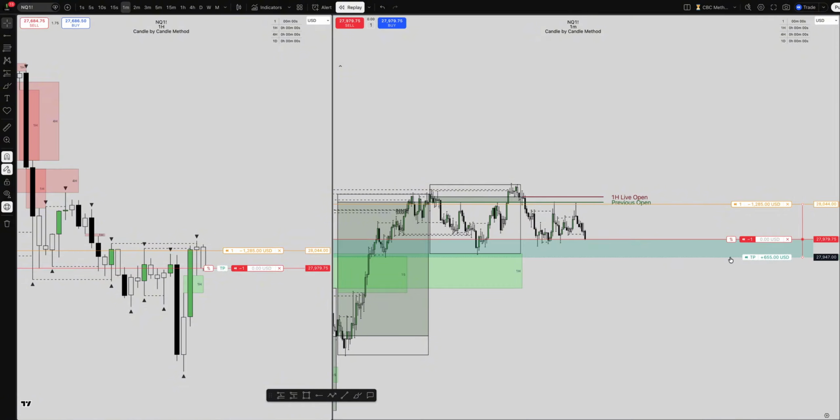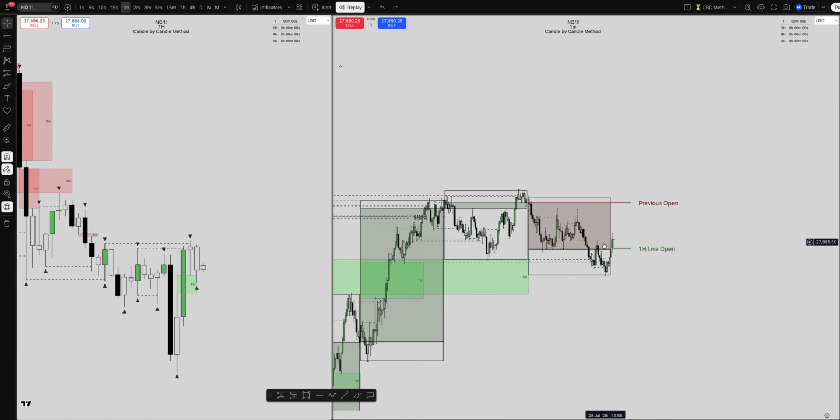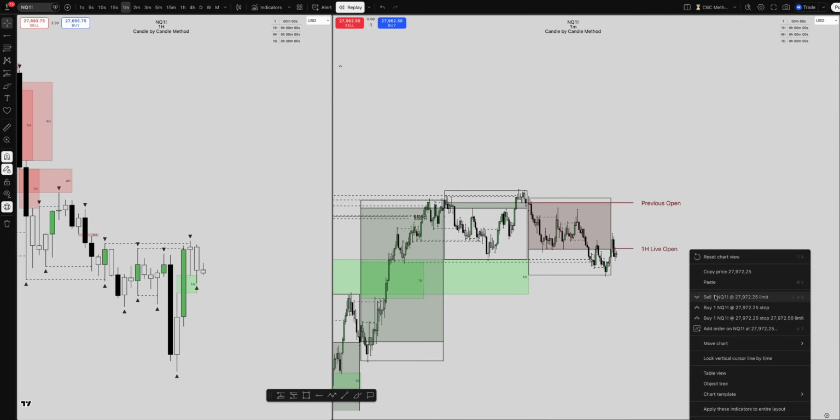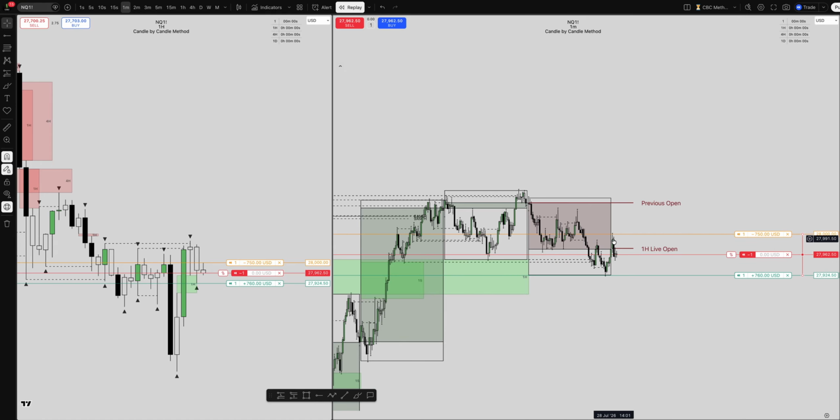We can target the most recent low. Okay, we close bearish, right? We come back up, we sweep the high. I think I would go short from here since it swept the internal high and it closed right below the live open.